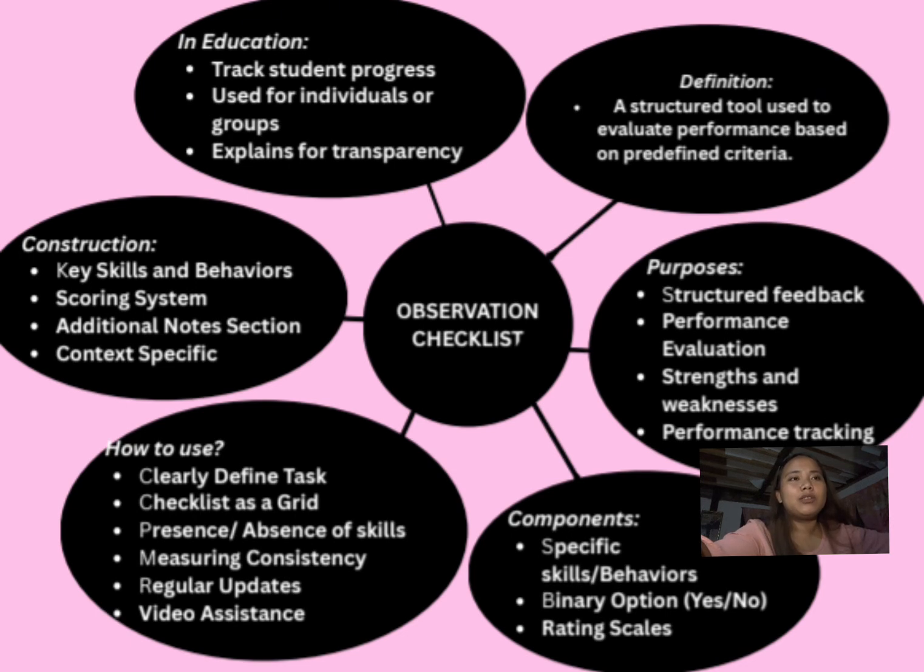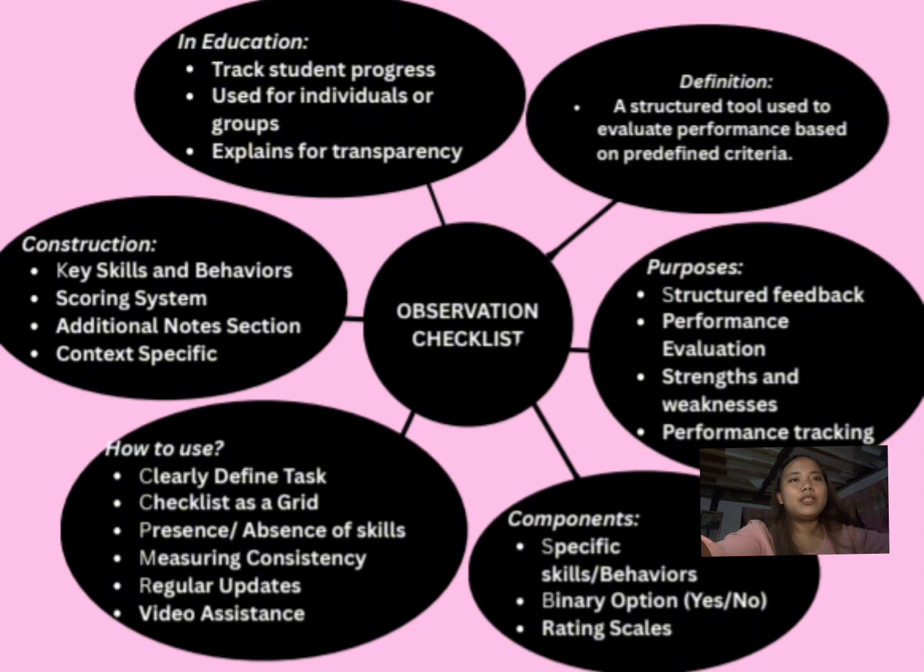The second scale is the descriptive scale. It uses words to describe different levels of performance. For example, a scale for preparation for class could be: not observed, needs improvement, meets expectations, and exceeds expectations. Then the last one is frequency scales. It indicates how often a behavior or skill occurs. For example, a scale for student participation: rarely, sometimes, often, and always.